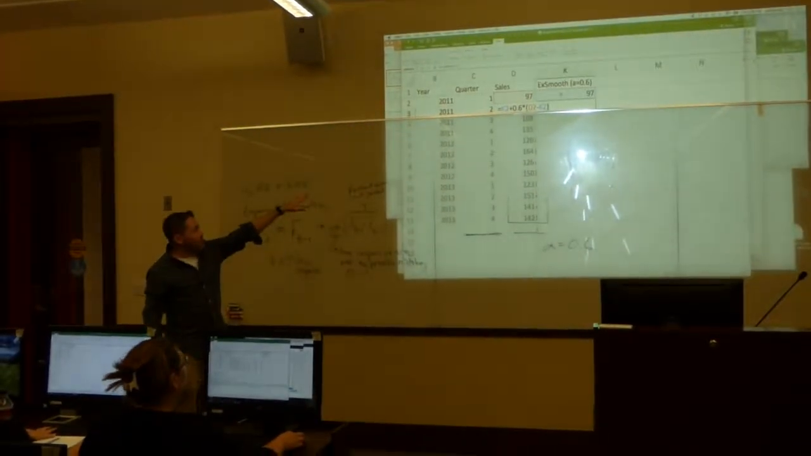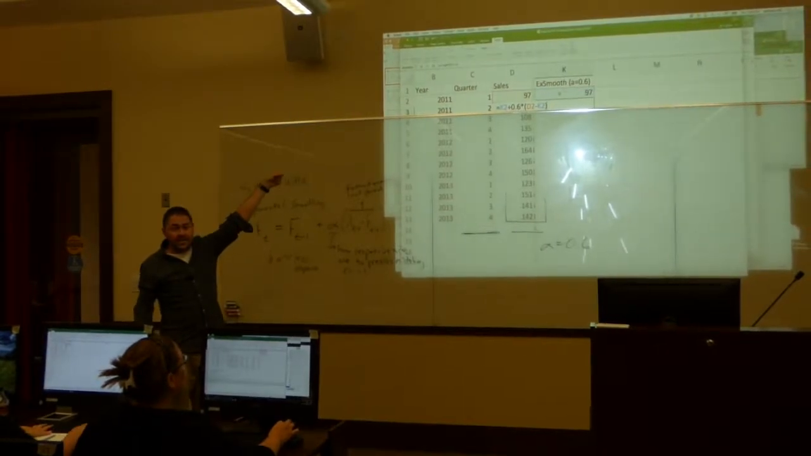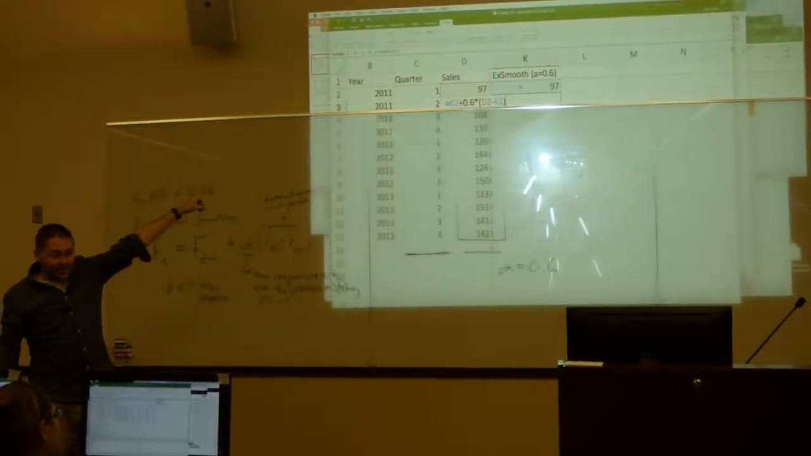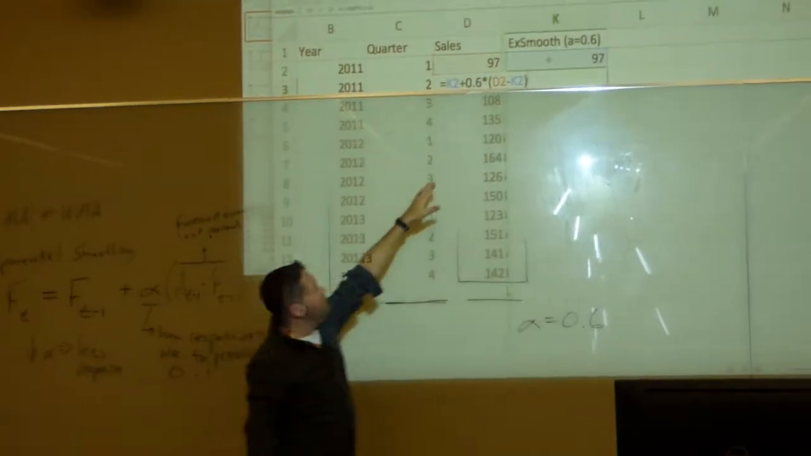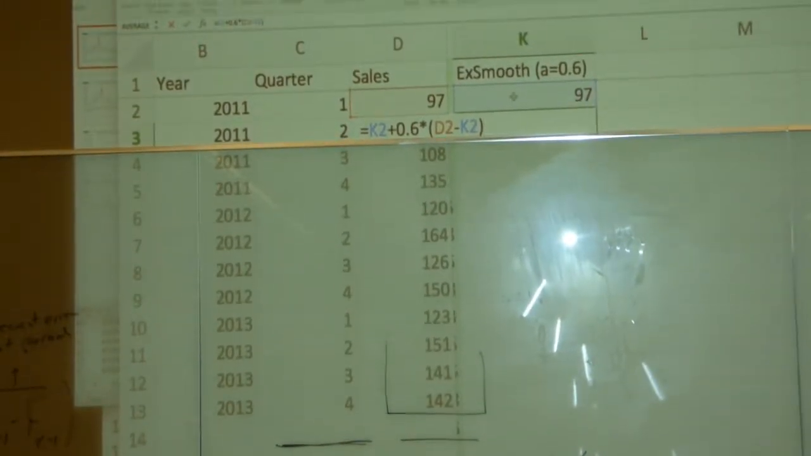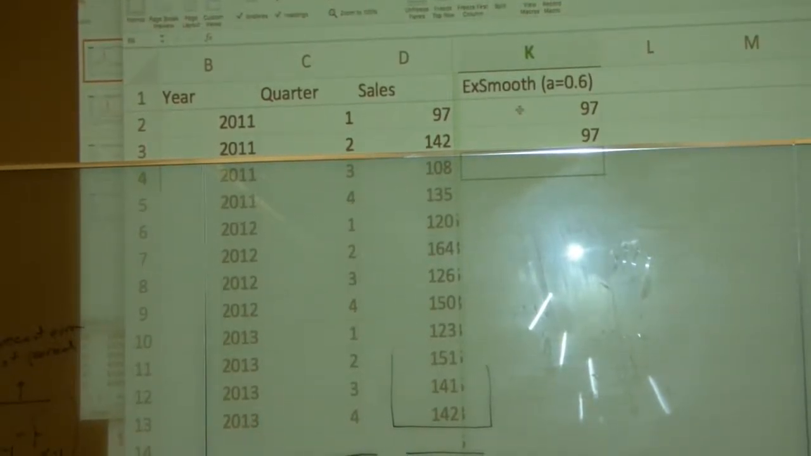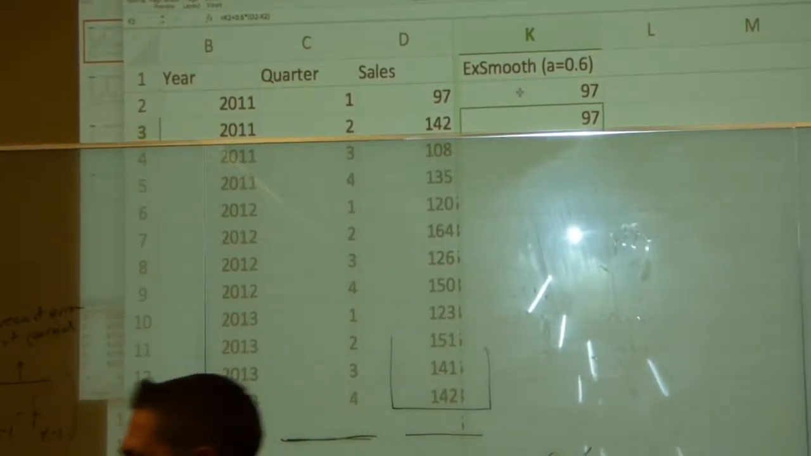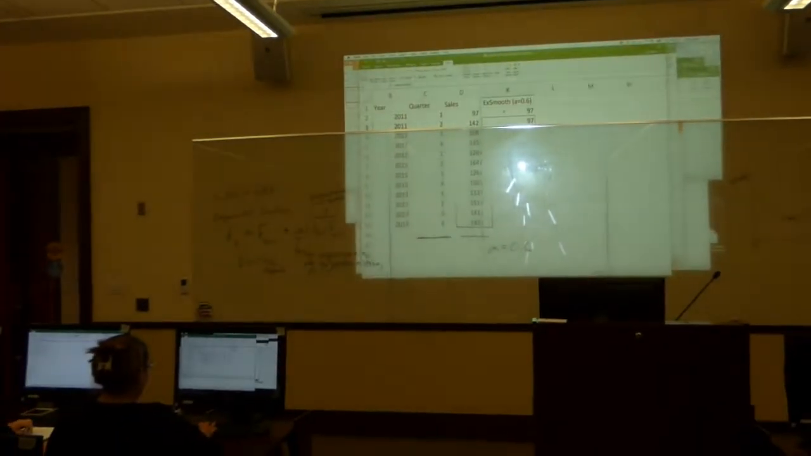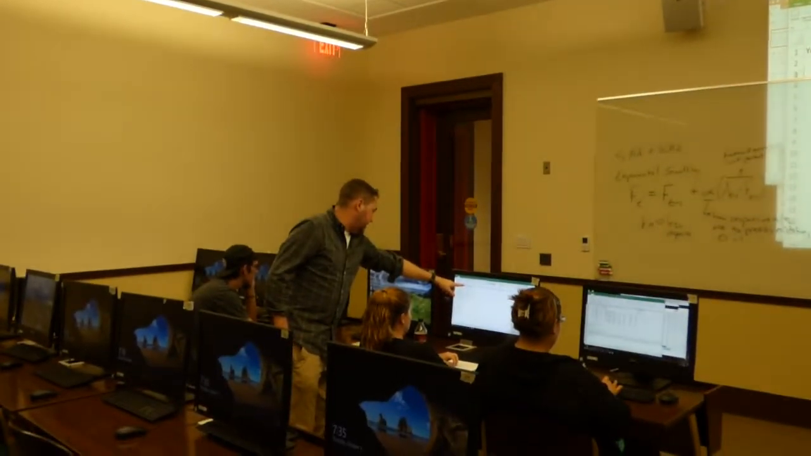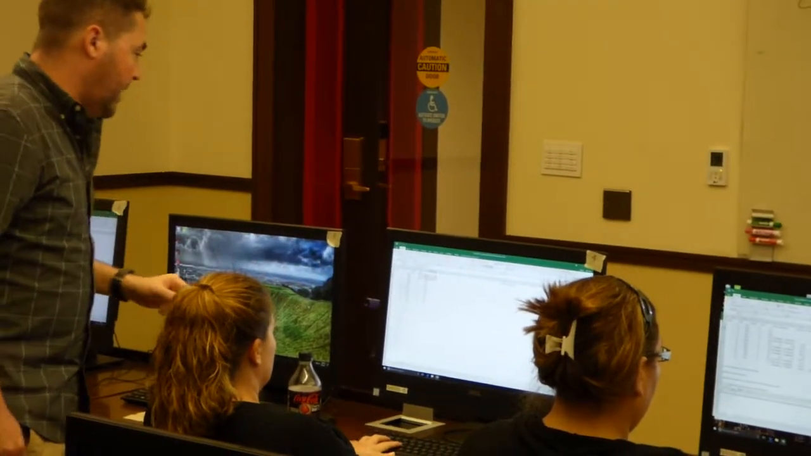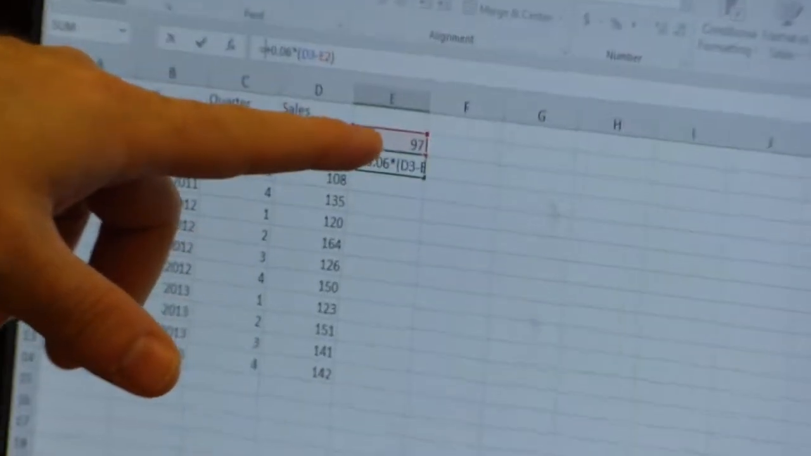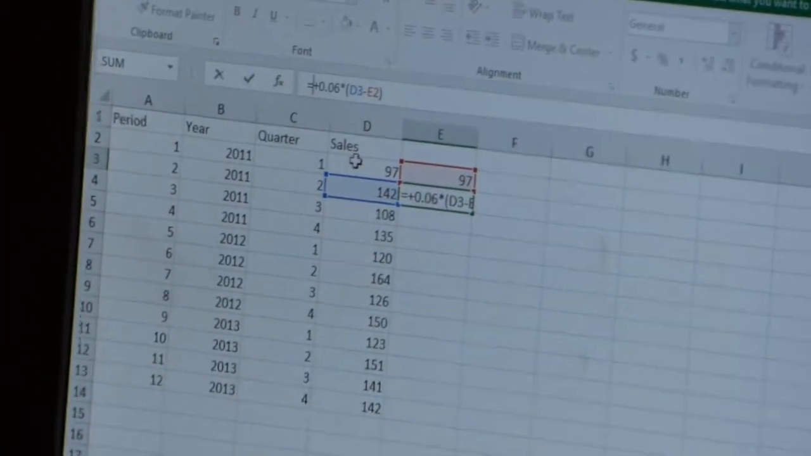So reading right above, K2, that's my previous forecast, plus 0.6, I gave you that alpha, times, in parentheses, what actually happened, the D2 from the actual data, minus what I previously predicted. This should be 97. It's 97 by definition. So you said D2, what's up? Not D2. This is your exponential forecast. So delete D2. It should be the forecast before, so the one right above it. It should be E2.